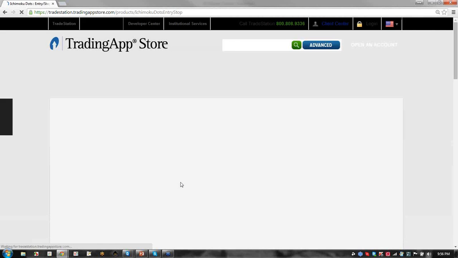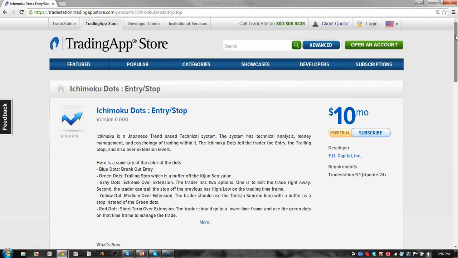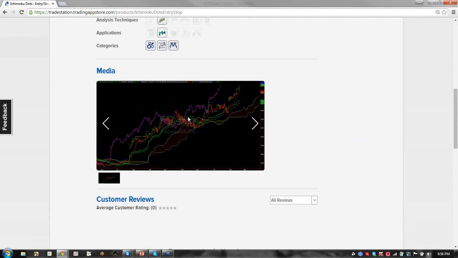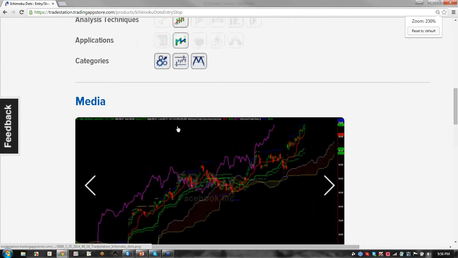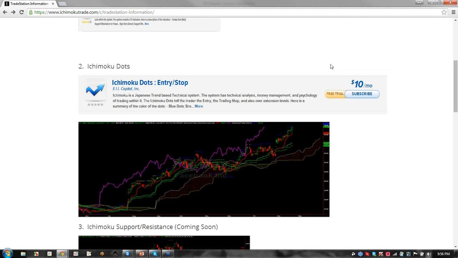Let me click on this little screen. Actually, if you look at the screen here, it's actually not allowing me to. Let me enlarge it. You can't see these dots, but we actually have these green dots and blue dots. The green dots are basically a trailing stop, which is a buffer off the green line, the Kijun-sen, and the blue dots are your breakout levels. So we actually have all this programmed up in TradeStation, and you can use it. There is a monthly subscription to it.